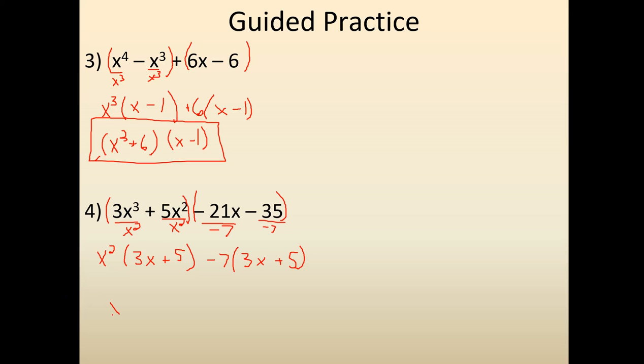Therefore, I could follow through, take the x squared from here and the minus 7 from here, and then multiply this whole thing by 3x plus 5. So once you get the one term factored using greatest common factor, you can use that as a guide for the next one if you're not too sure what factors to pull out.